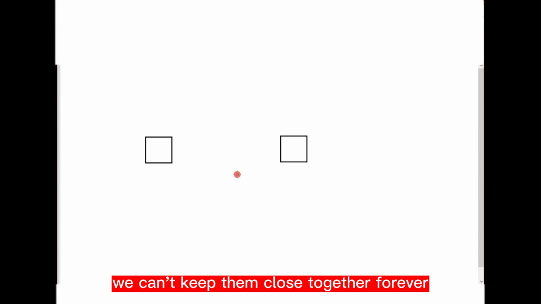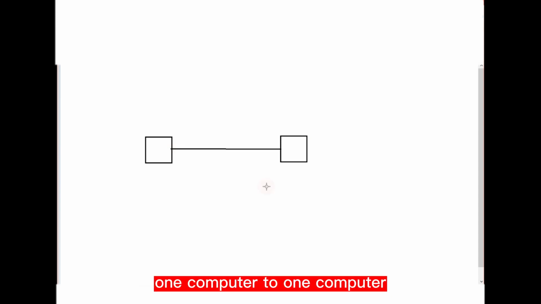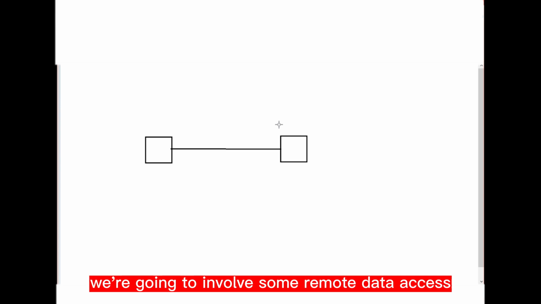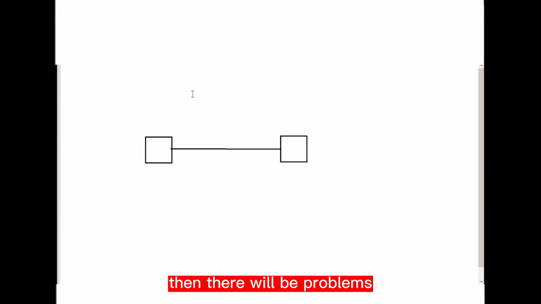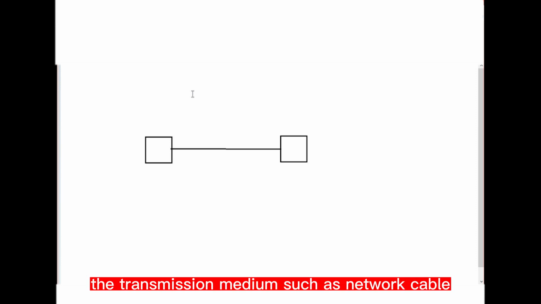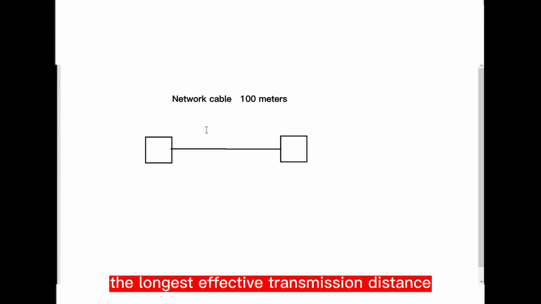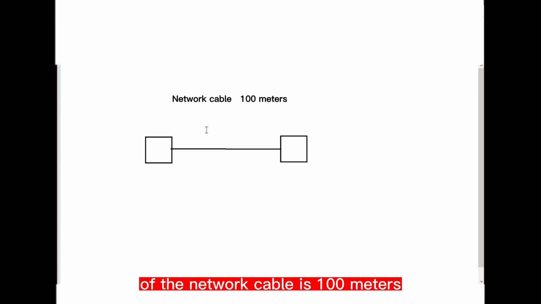But with the development of the network, slowly there are problems. Between two PCs, we can't keep them close together forever. Network communication cannot be one computer to one computer, very close. Sometimes, we're going to involve some remote data access. Then there will be problems. The transmission medium such as network cable has an upper limit of transmission. The longest effective transmission distance of the network cable is 100 meters.